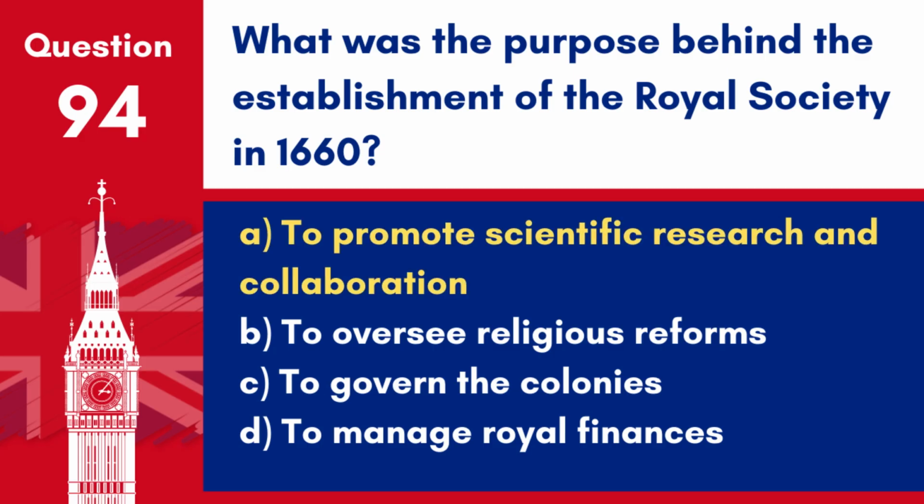Answer: A. To promote scientific research and collaboration. The Royal Society, established in 1660, was created to promote scientific research and collaboration among scholars, playing a pivotal role in the advancement of science during the Enlightenment.